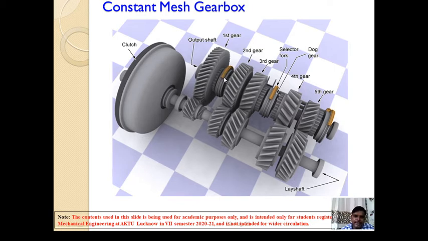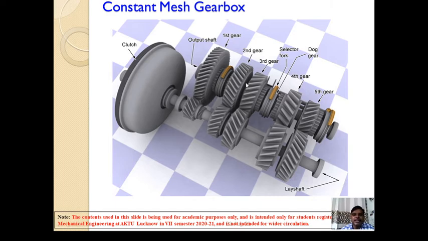This dog gear has internal splines, as I have told, and the output shaft has external splines, so this is basically a spline shaft. When we move the dog gear to the left, this smaller gear is engaged with the teeth of the dog gear. So the entire system goes on rotating. The speed of the first gear will be transmitted to the main shaft via this dog gear when it is slid left.